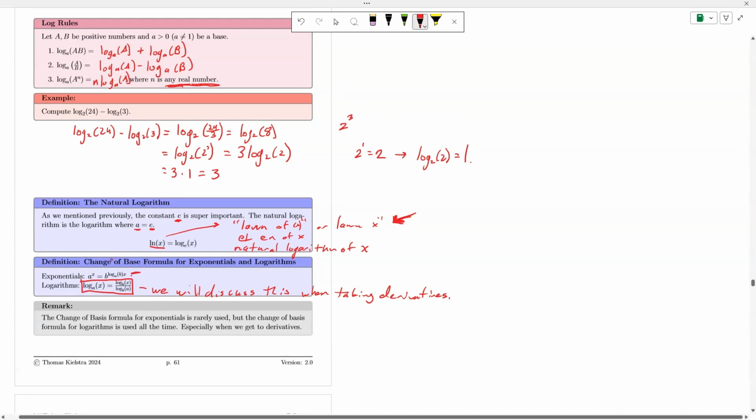Whereas this technique here has some uses, but not many. There are some uses, but not many uses. The change of base formula for exponentials is rarely used, but the change of base for logarithms is used all the time, especially when we get to derivatives.